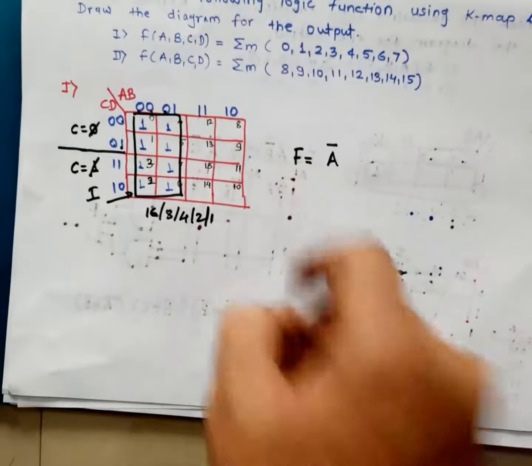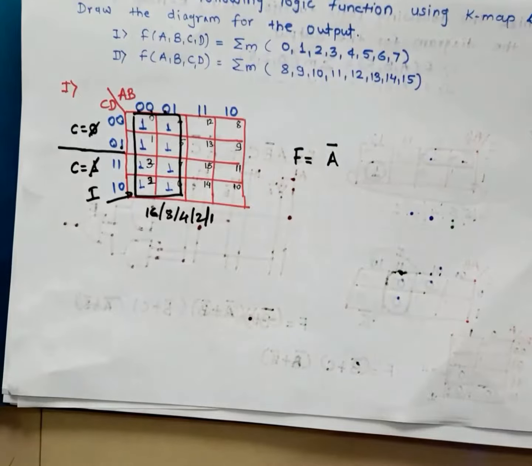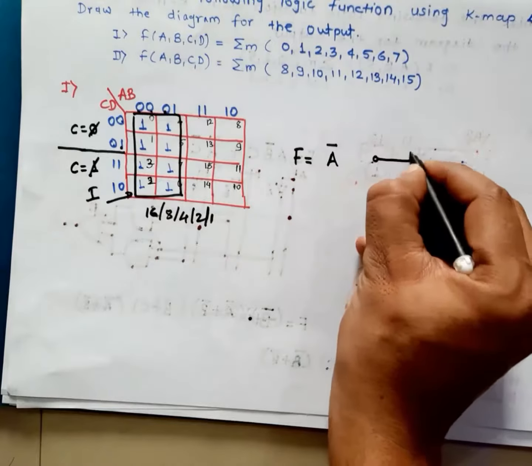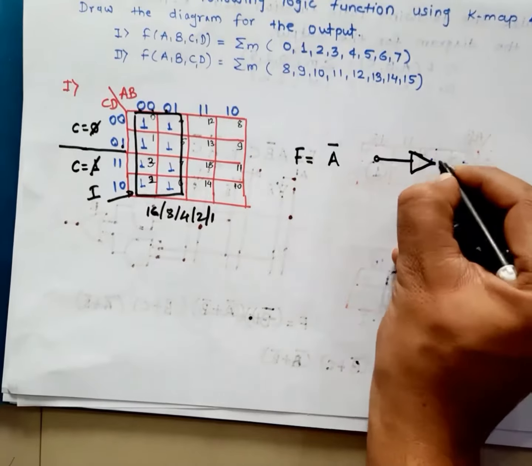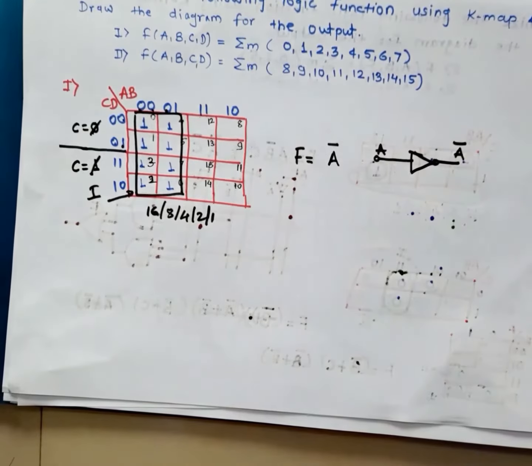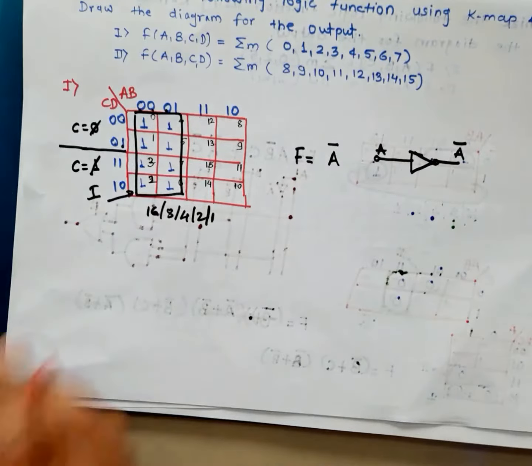Fine, then you can easily design the circuit for A bar. So the circuit for this is very simple, A bar. Now consider the second function.